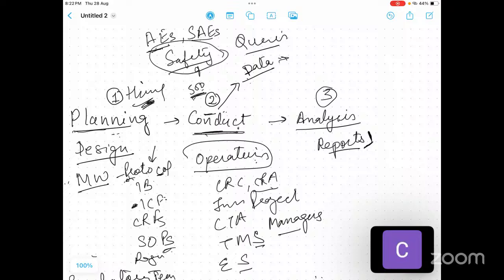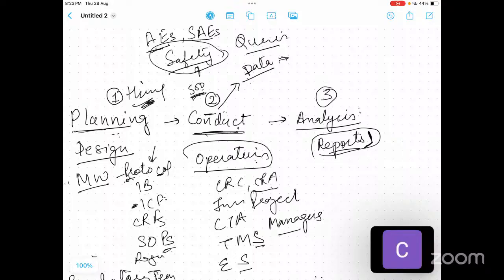Now the final step, analysis. Our trial is closed, correct? Our trial is closed. Now what will we be doing? I will show you one slide on our clinical study report. Don't worry. So analysis, that means our whole data is collected. We have done the trial. Now the final step has come in.